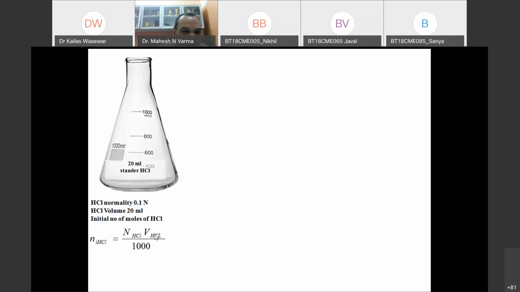The 1000 is there because the concentration is in moles per liter and the volume is in ml. This concentration of 0.1 normal means moles per liter and the volume is in ml, hence the 1000, since there are 1000 ml per liter. So this is the number of moles of HCl present in this conical flask before adding the sample.